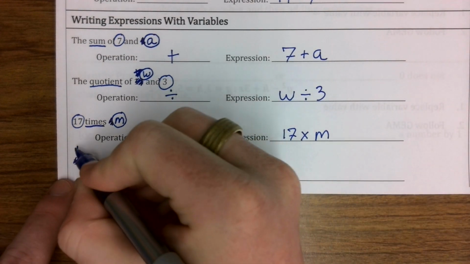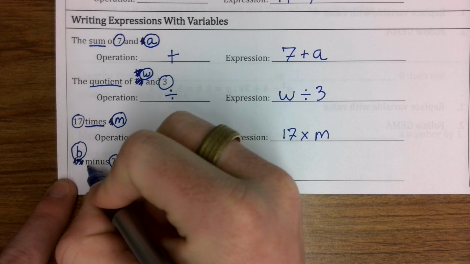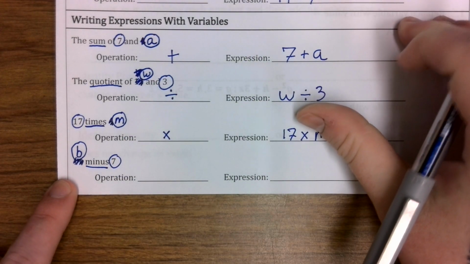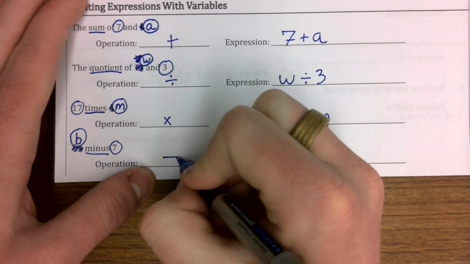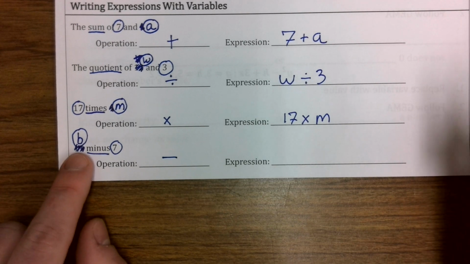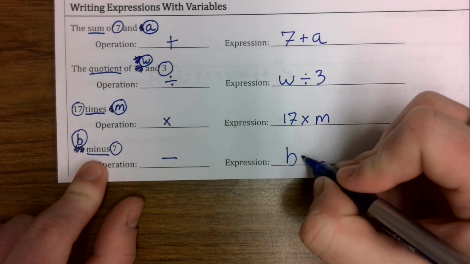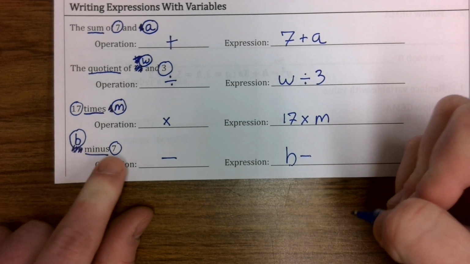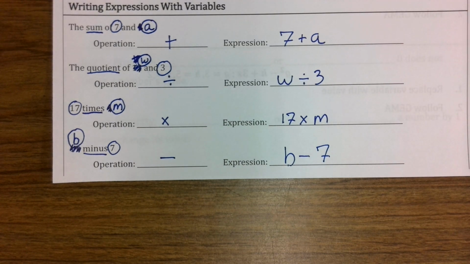Lastly, we have B minus 7. Minus is our operation word, and minus means that we are going to subtract. My expression is going to look like this. My first number is B. My operation is minus. My second number is 7. So my expression is B minus 7. All right, you're going to go ahead and jump into your practice and let me know if you have questions.